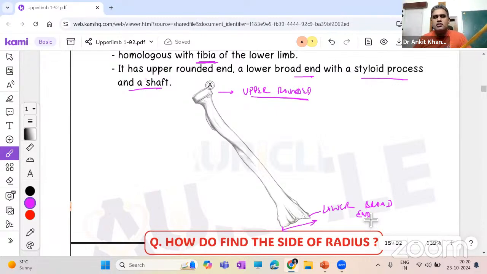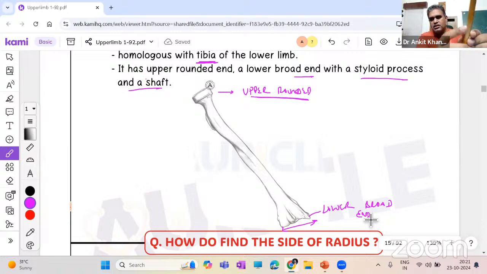Then comes which is the side. There are 2-3 things which you can understand which will help you in understanding the side of the bone. What are those? If you just touch the bone over here, you will feel a sharp border. Let me try to show you. Can you see this sharpness? Try to understand.